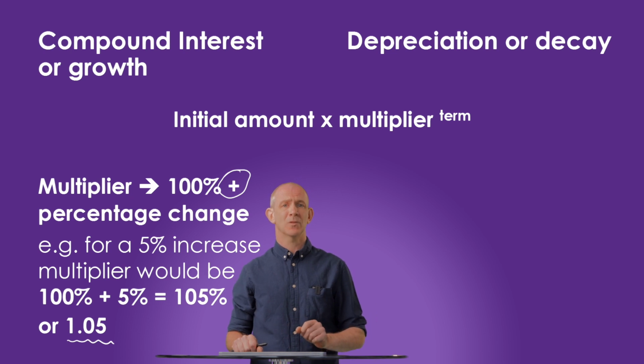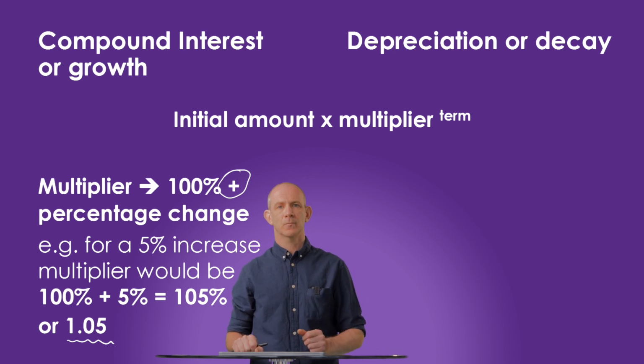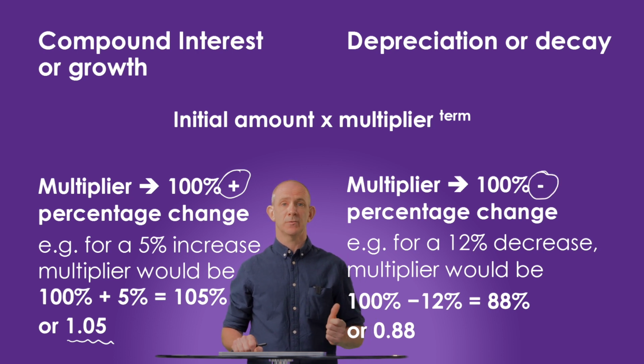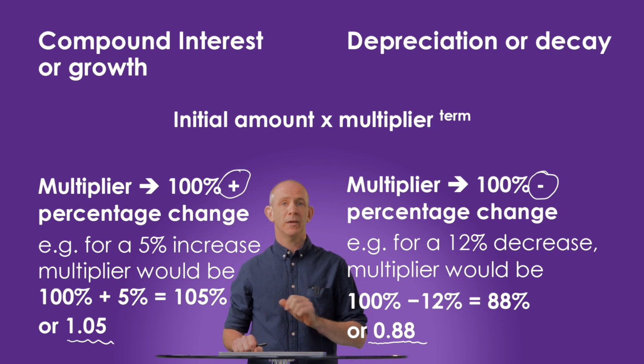We tend to convert the multiplier to a decimal to save any confusion between a percentage symbol and a power. If something's reducing in size or decaying, we would calculate the multiplier by subtracting it from the 100%. For instance, 12% decrease, the multiplier would be 100%, take away 12% to give you 88%, or 0.88 as a decimal. As this is smaller than 100%, or 1, anything being multiplied by it would be made smaller as a result.